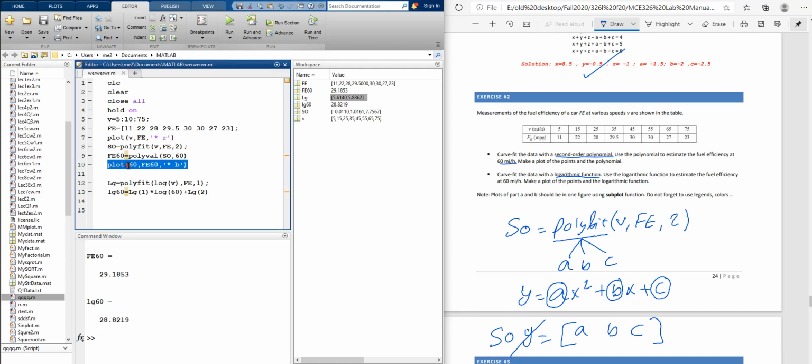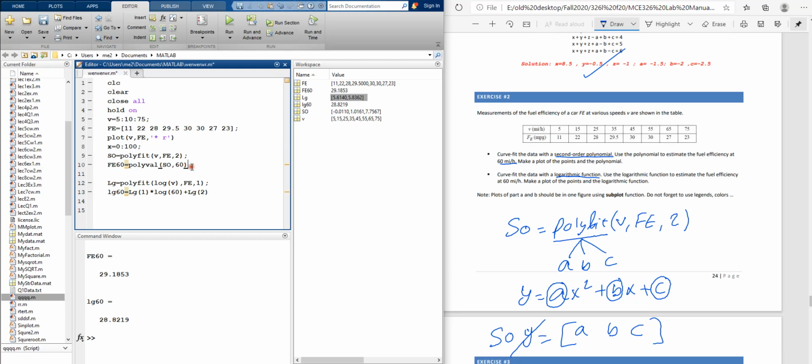Now, to plot the curve-fitted data, so this one is just one point, forget it. This is the polyfit second order. This is the logarithmic fitting. To plot, we have to define the values of x. Say x from 0 to 100, incremented by 1.